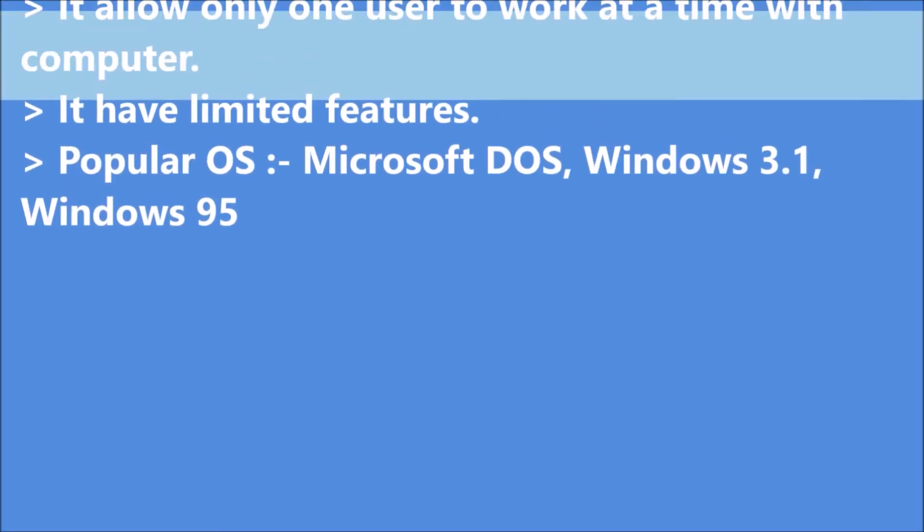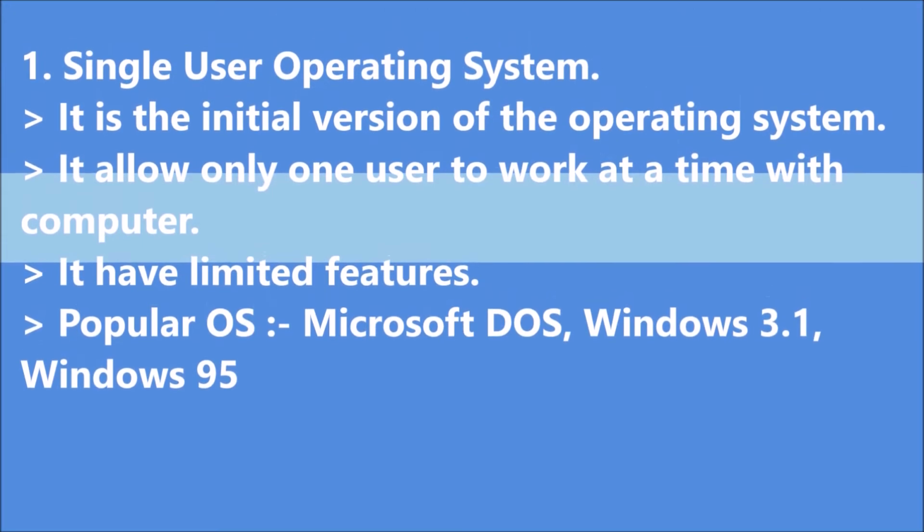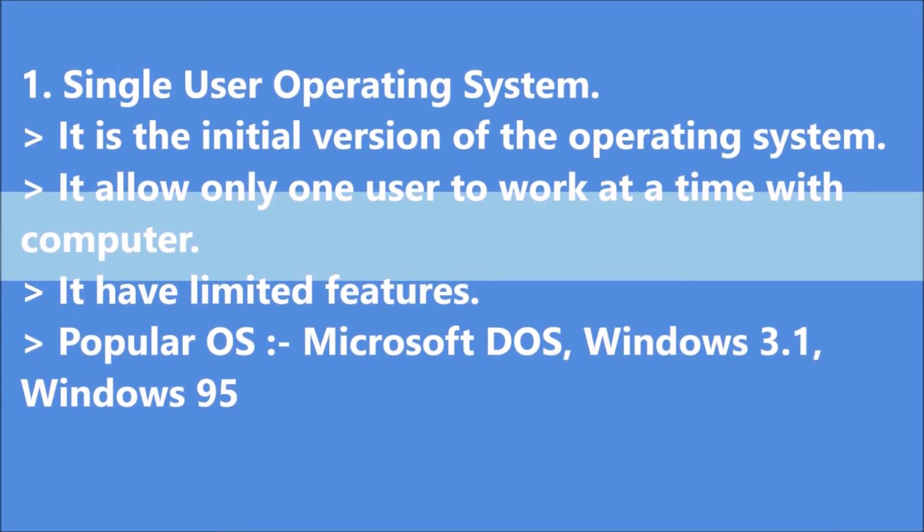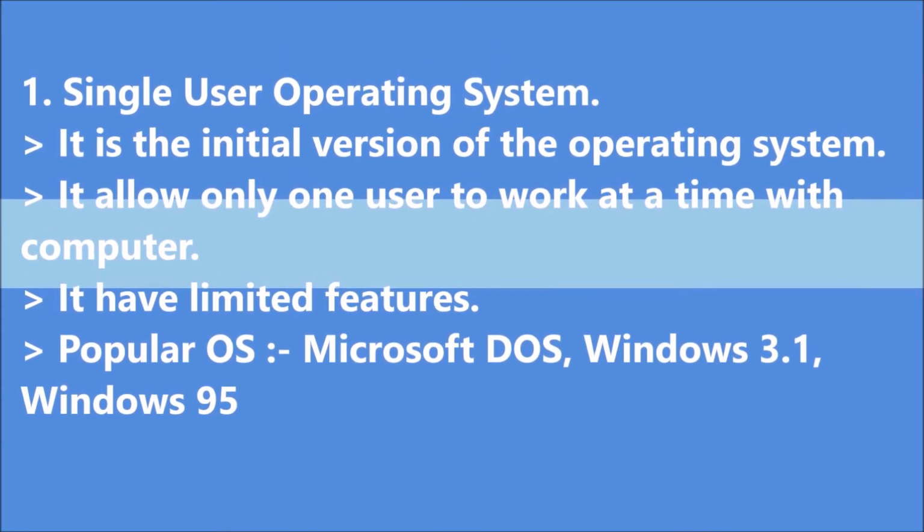Single user operating system. Single user operating system was the initial version of operating system. It allowed only one user to work at a time with the computer. It has limited features.